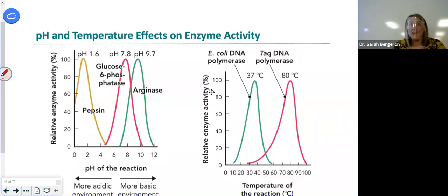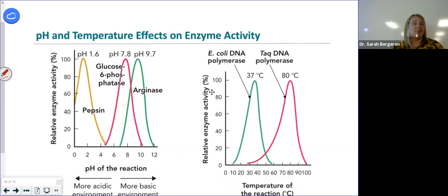If you don't have the catalytic triad ready to go in chymotrypsin, right, is it going to work? No, it's only going to work at certain pHs. So that's why pH is super, super important. Do all enzymes work at the same pH? No. Anybody know what pepsin is? The orange line.